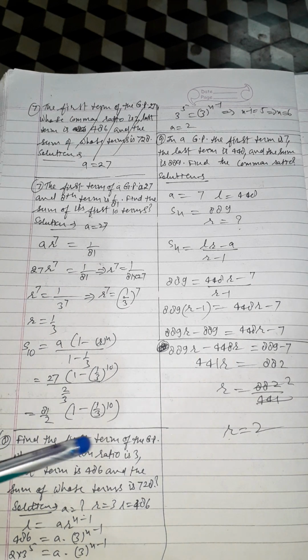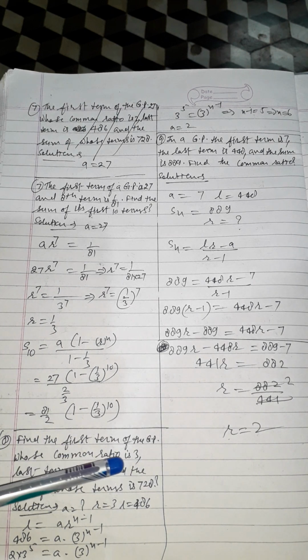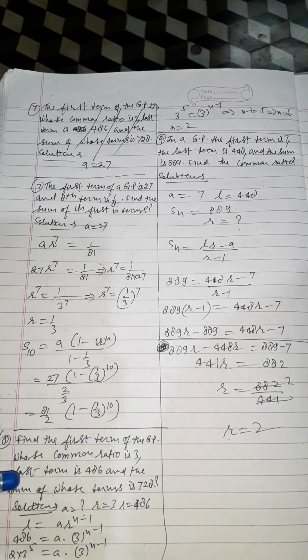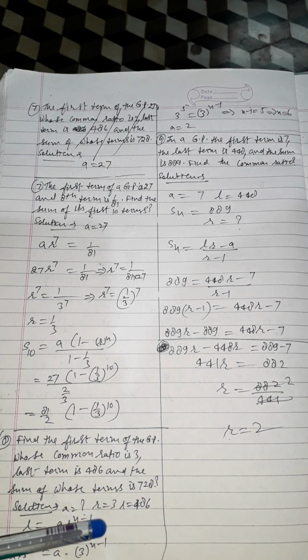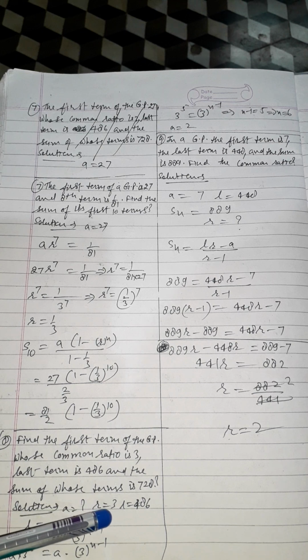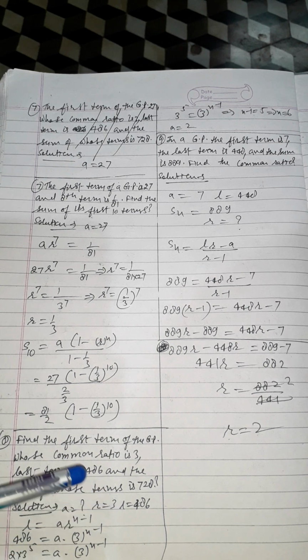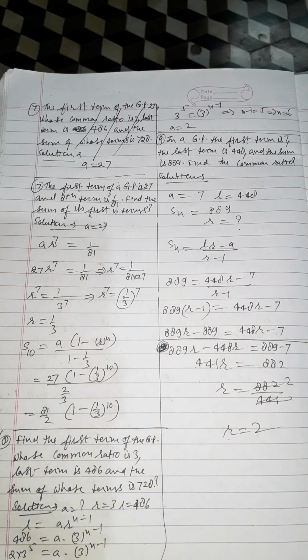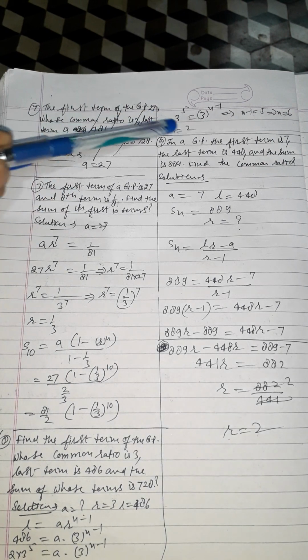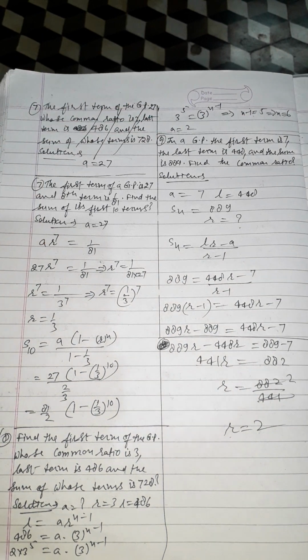Then 8 number sum: find the first term of the GP whose common ratio is 3, last term is 486 and the sum of whose terms is 728. a is to be found and r is equal to 3, l is equal to 486. l is equal to ar^(n minus 1), 486 is equal to a into 3^(n minus 1), 2 into 3^5 is equal to a 3^(n minus 1), a is equal to 2, n is equal to 6.